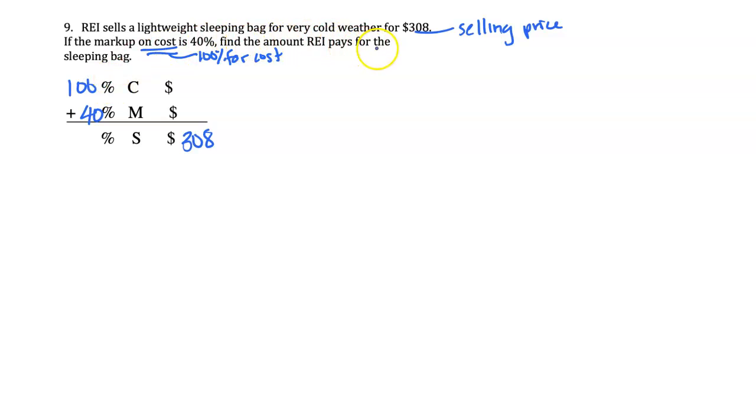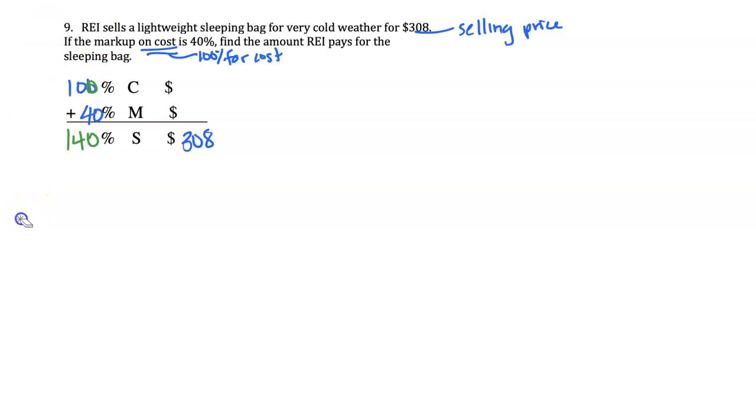Find the amount REI pays for the sleeping bag, which is basically the REI cost. We can go straight down that first column that says 100% plus 40% is 140%, or the selling price is 140% of cost. In this case, I'm going to show you that typically I take that middle row and make that an equation. I'm going to do that, but I'm going to show you why it's not going to help us in this case.